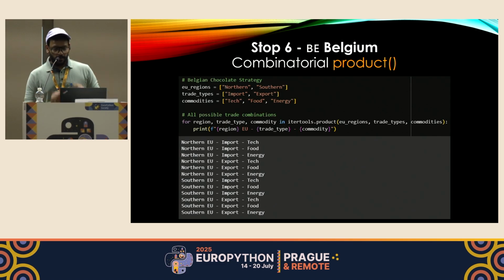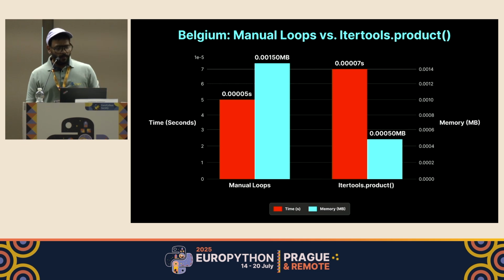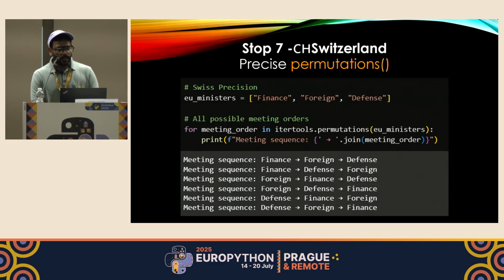And if you see here, there is no nested loop, no complicated logic, right? Just like Belgian chocolate, every combo is neatly prepared and delivered. It's very straightforward. On the performance side, the memory consumption of the product function is much more efficient. Though it's a little time-consuming compared to the native process, it's not taking huge memory, which is really important.